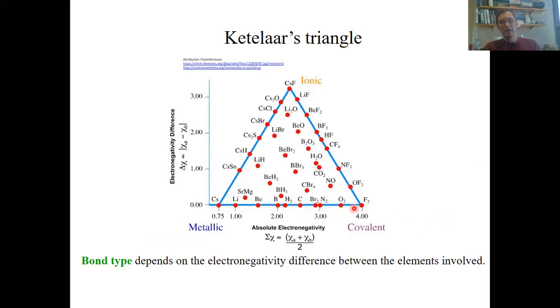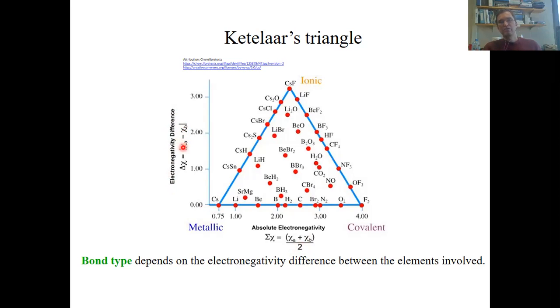by Ketelaar's triangle, which you see depicted here. Ketelaar's triangle is embedded in a diagram which has two axes. The first one is the x-axis, which gives you the absolute electronegativity of the compound. This is nothing else but the electronegativity of the atom A plus the electronegativity of the atom B over 2. So it's kind of an average electronegativity. Now on the y-axis, you see the electronegativity difference between the atoms.